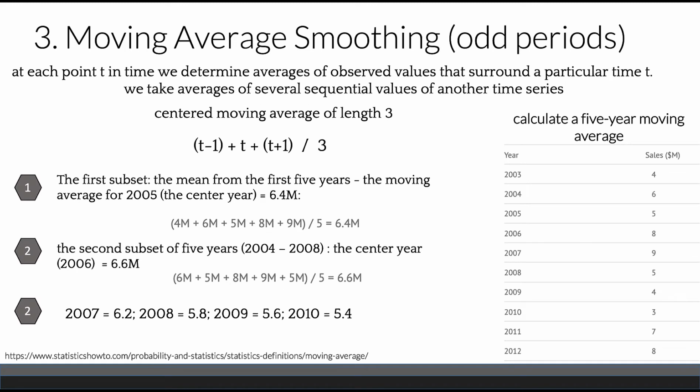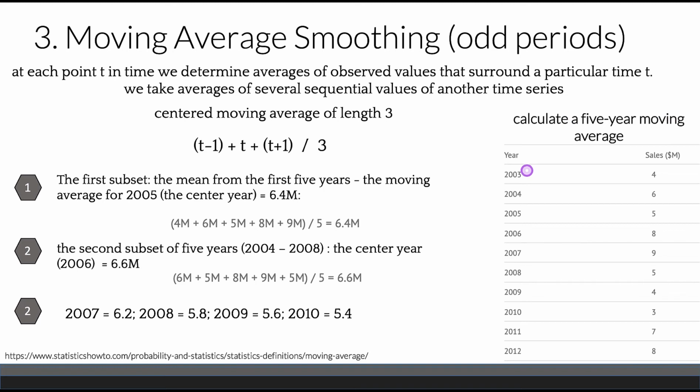Let's start with moving average for odd numbers. At each point in time t, we'll determine the average of observed values around our particular time t. So if our window is of 3, and here's our time t, we'll take the average of observed values around this particular t. It is very common to calculate, for example, a 5-year moving average, 10-year moving average, or 7-day moving average. For example, let's have a task to calculate a 5-year moving average for this sales data.